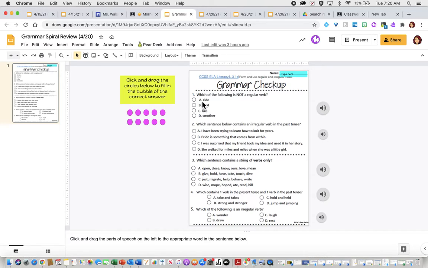And so we're going to look at which of the following is not a regular verb: ride, heel, like, smother. A really great hint is if you are not sure if it's a regular verb, try adding ed to the end. If you cannot add ed to the end, then that is going to be an irregular verb. Go ahead and go through, answer questions 2, 3, 4, and 5 as well.